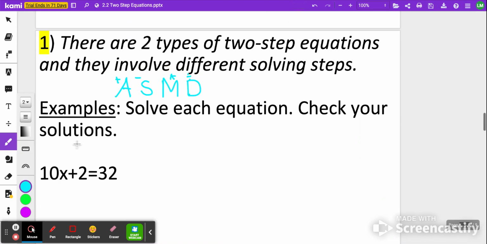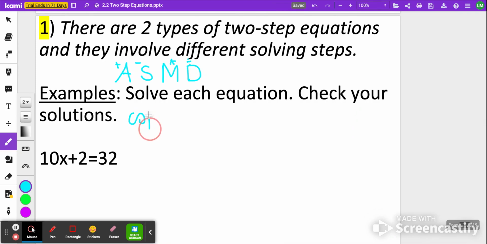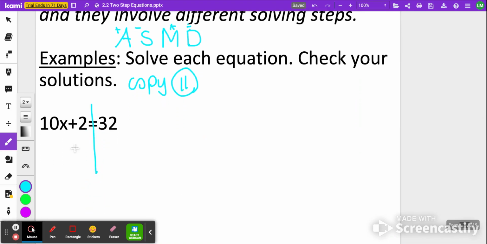Let's start with example 1. Go ahead and copy this example into your notes. And if you want to try it, pause the video, but when you're ready to check it, click play. So what we're going to do first is find any adding or subtracting on the side of the variable. And there is some addition right here. So to undo that addition, I'm going to subtract 2 from both sides. Plus 2 minus 2 cancels out, and all that's left is 10x, bringing that down, and 32 minus 2 is 30. My next step is either multiplying or dividing.